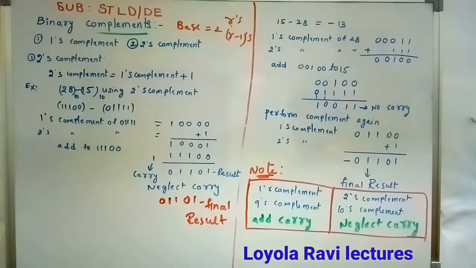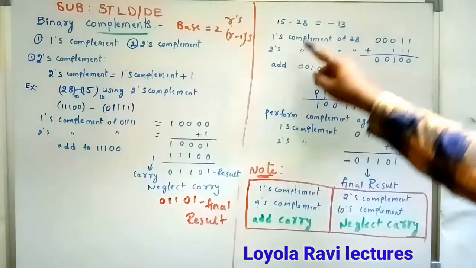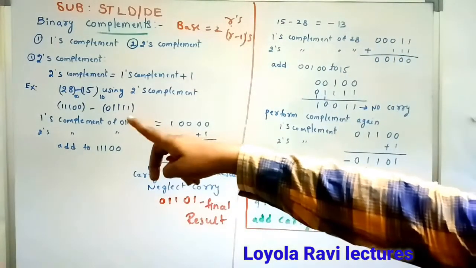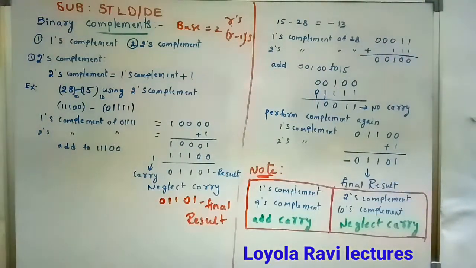Then if I am subtracting a larger number from a smaller number, so the answer is in negative form, how can we perform 2's complement? Let us see now. 15 minus 28, generally the result is minus 13. The result is in negative form. How can we perform that? First, the 1's complement of 28. 28 is 11100, and its 1's complement is 00011.